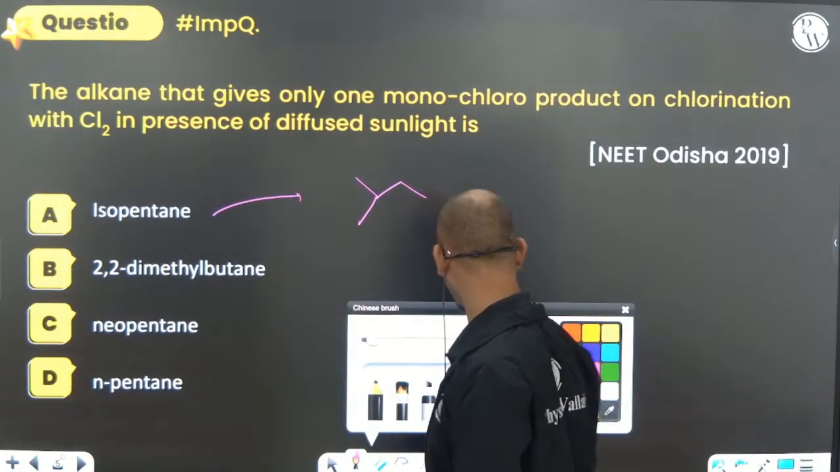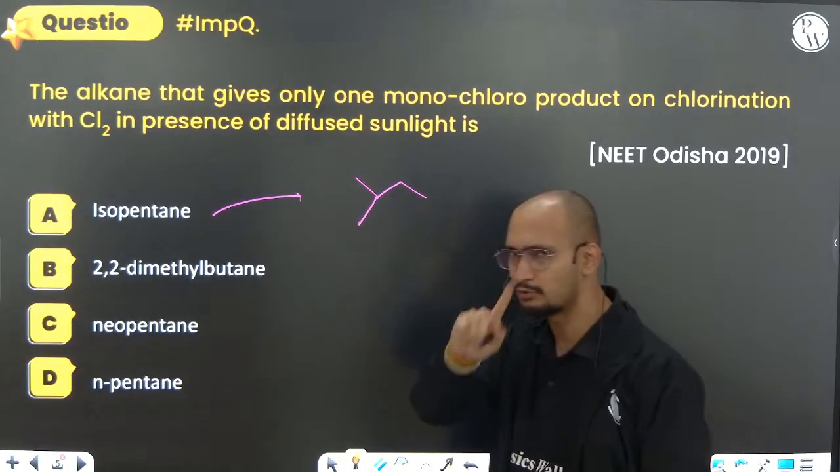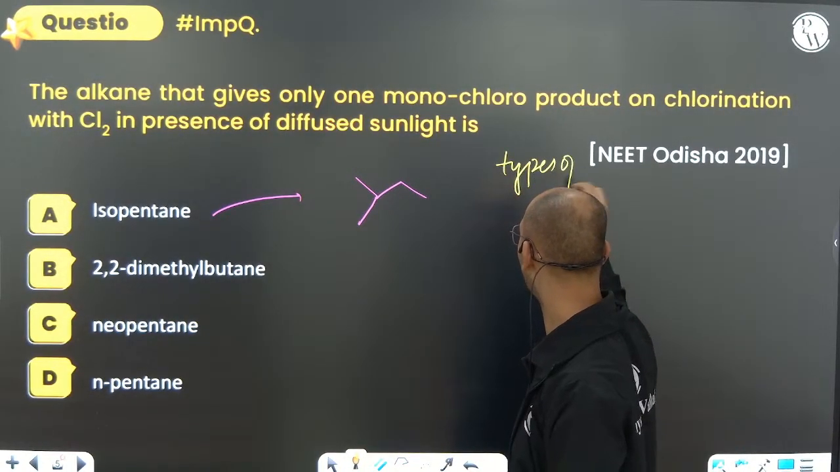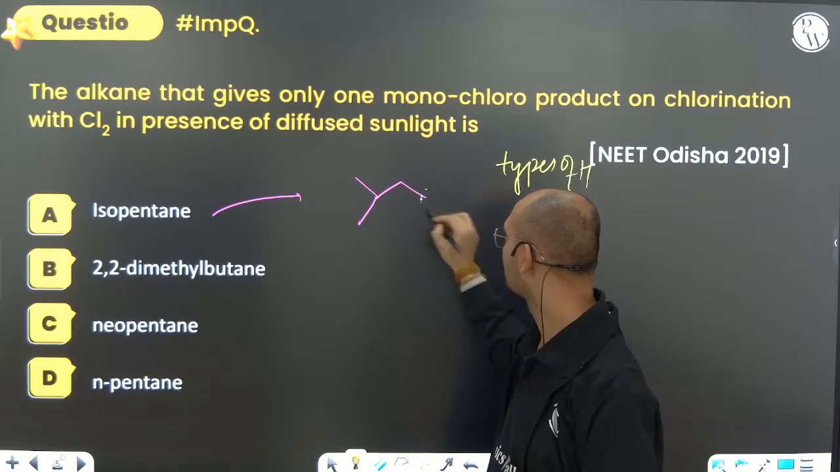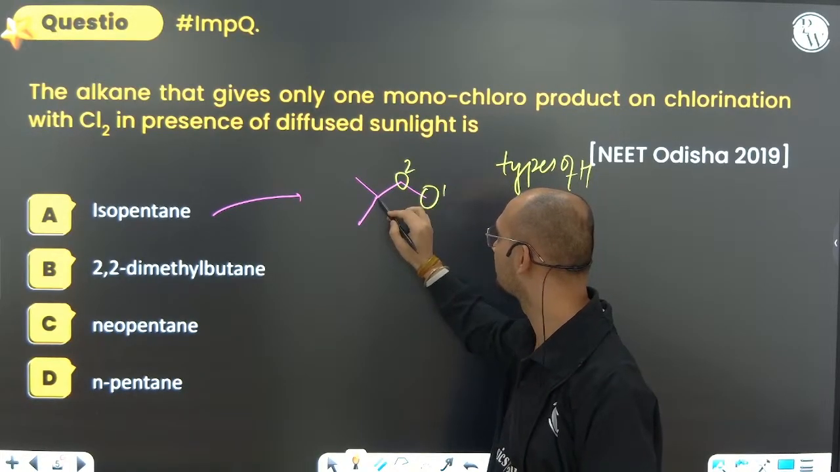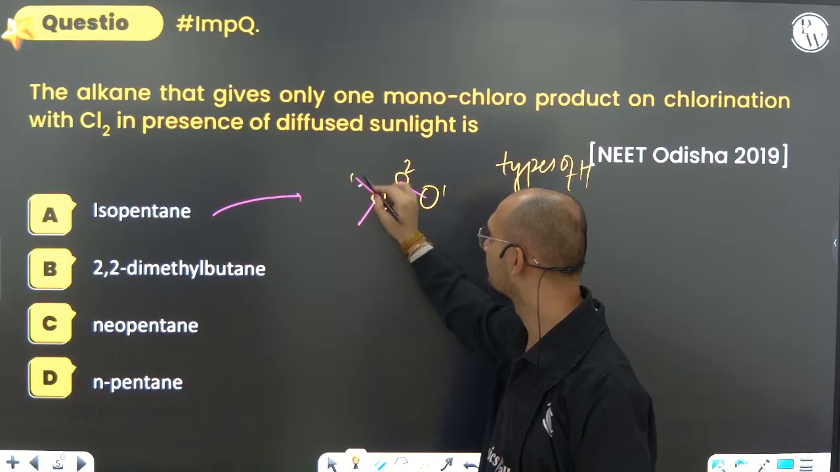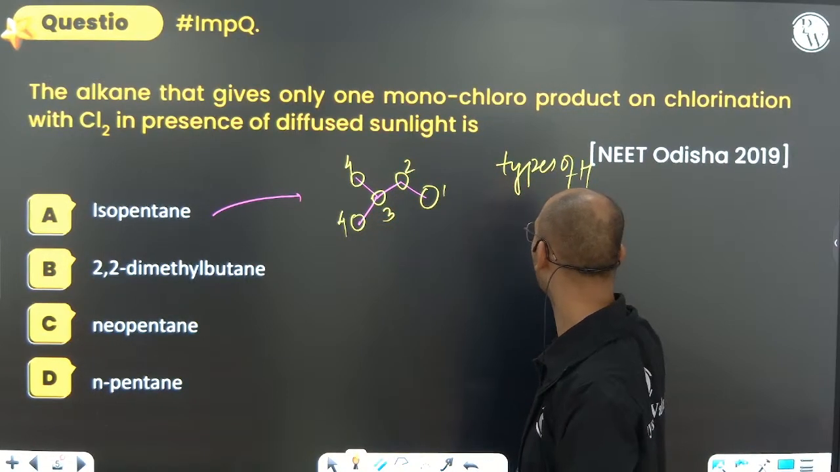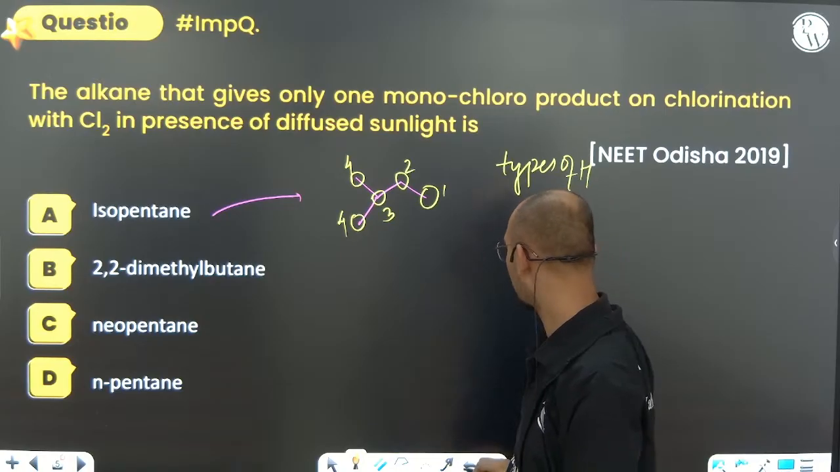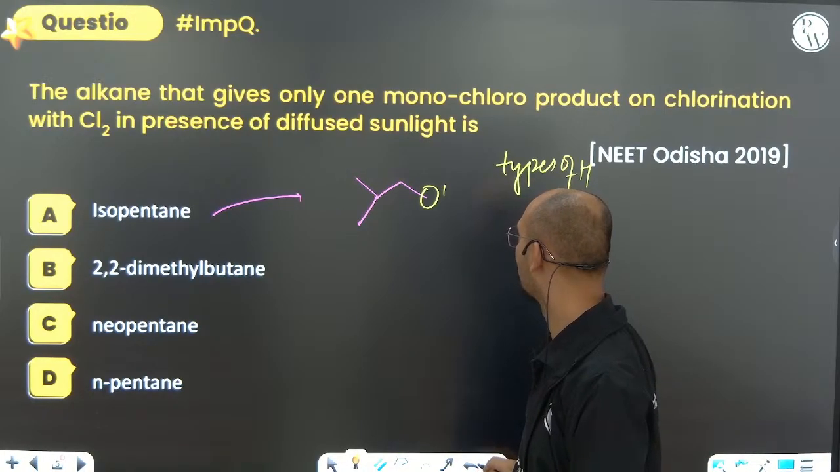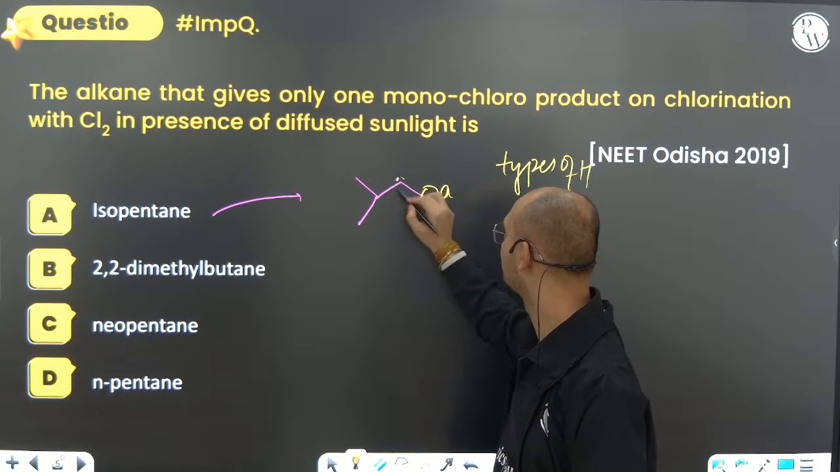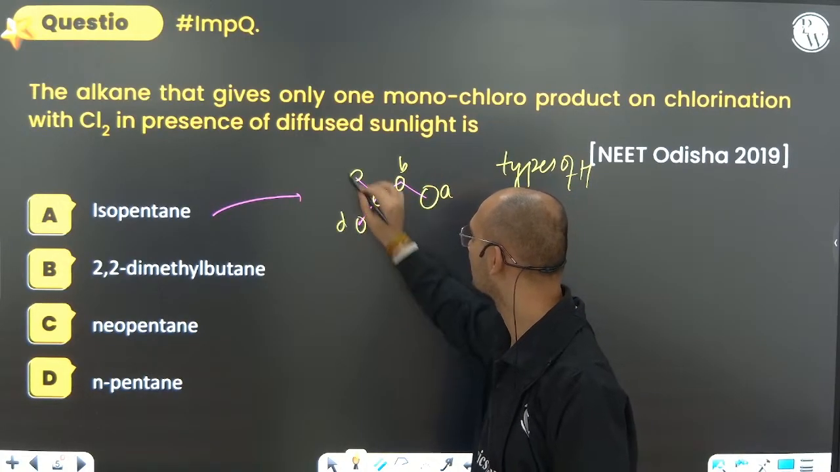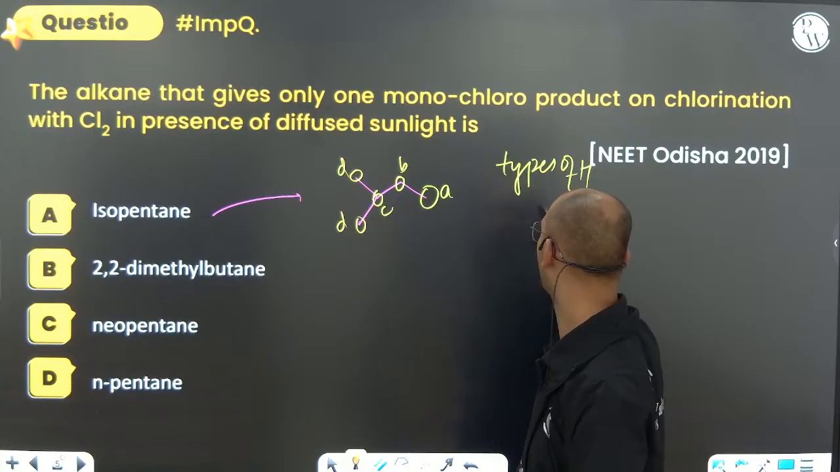So how many types of hydrogen are there? We have to see the types of hydrogen. Here 1 type, 2 type, 3 type, 4 type. Here also both of them are equivalent. So 4 types of hydrogen are there. Better we give them not 1, 2, 3, 4, but A, B, C, D. A type, B, C, D, D. So I think 4 types of hydrogen are there.